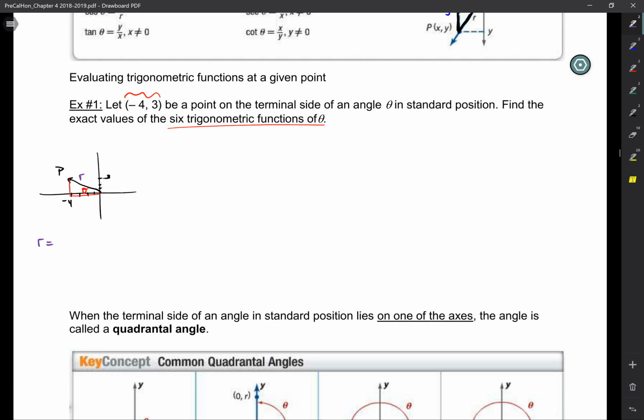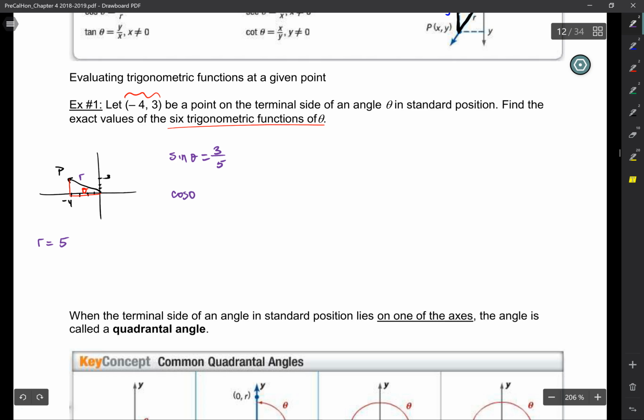What are the sides of this triangle? 4 and 3, 5, right? That's a 3, 4, 5 triangle. If you don't believe me, you could do a squared plus b squared equals c squared, right? Okay. So now, what is sine of theta? Well, we said sine was always the vertical. So take a look at the vertical distance here. It's a 3, right? So it's going to be 3 over 5.